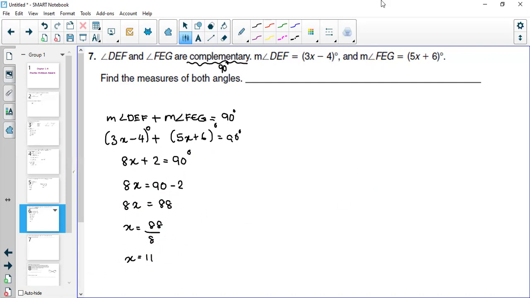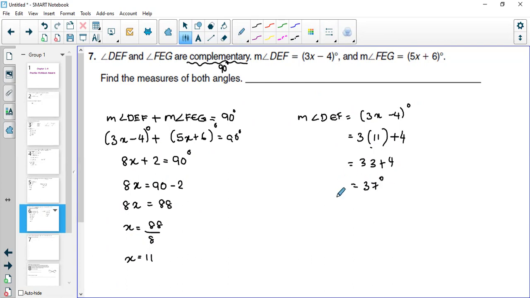So always remember, when they have given you variables like this and they ask you to find the measures of the angles, find out the value of x first. You must find out the value. Only then you can find the measure of both the angles. So now we have found out the value of x, we can easily find out the measure of the other angles. So the measure of angle DEF is going to be equal to 3x minus 4 degrees, which means it's going to be 3 multiplied by 11 plus 4. So this is going to be 33 plus 4, which is going to give you 37 degrees.